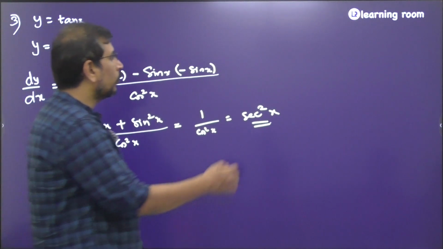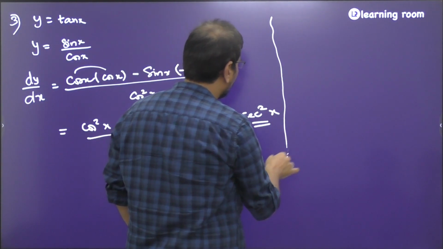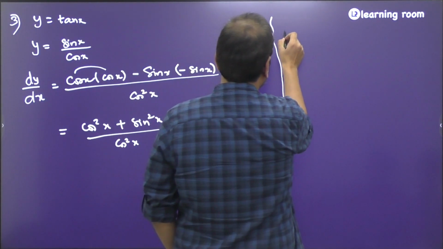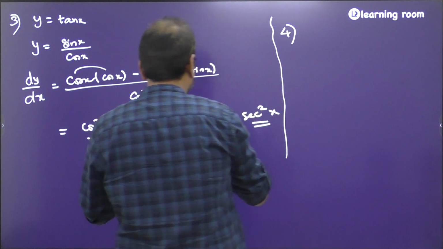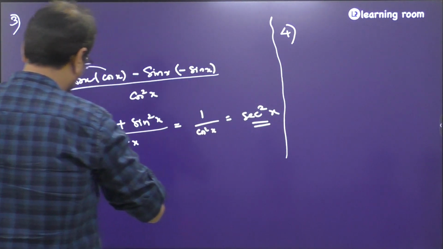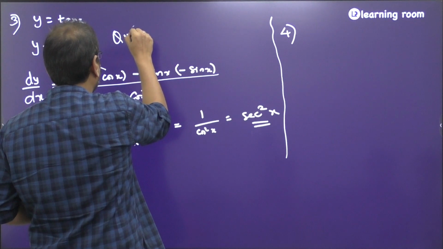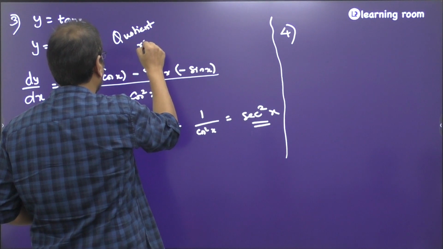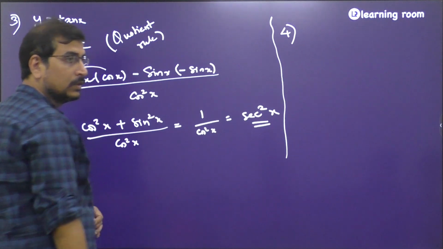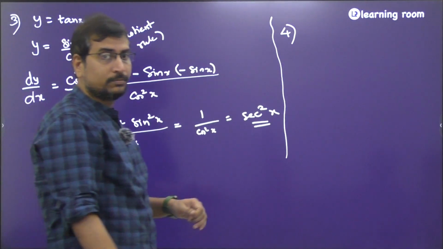Right, now you understood why you got that value. Yes, sir. We need to take tan x as sin x by cos x. Then we use the quotient rule to derive. Exactly. So this is the quotient rule. Right. What about the next question?